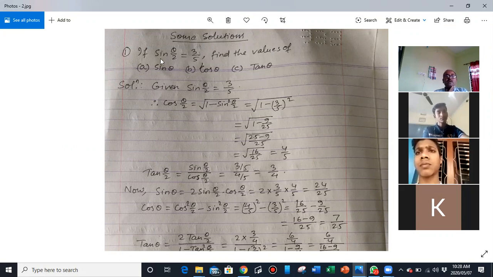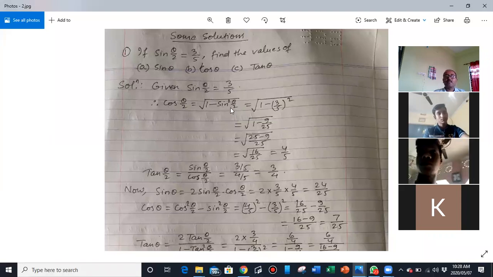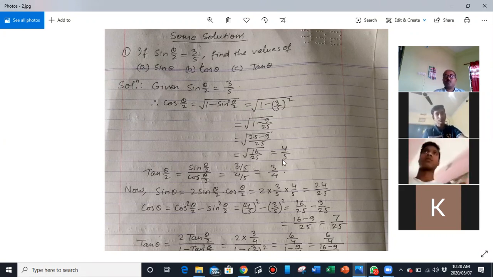What is given? This is not sin theta whole divided by 2. Don't confuse. It is sin of theta by 2. Here the angle is theta by 2. Sin (theta by 2) is 3 by 5. Now how to solve? So cos (theta by 2) will be root under 1 minus sin square (theta by 2) as usual, meaning in place of theta there is theta by 2. If you calculate root under 1 minus (3 by 5) whole square, finally you will get 4 by 5. So 4 by 5 is the value of cos (theta by 2).